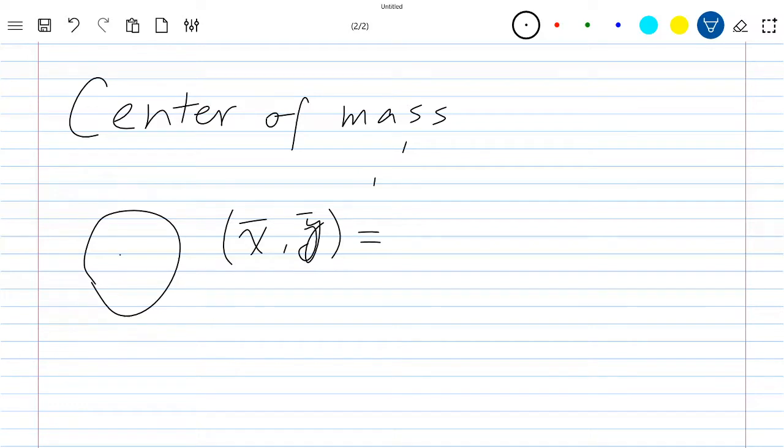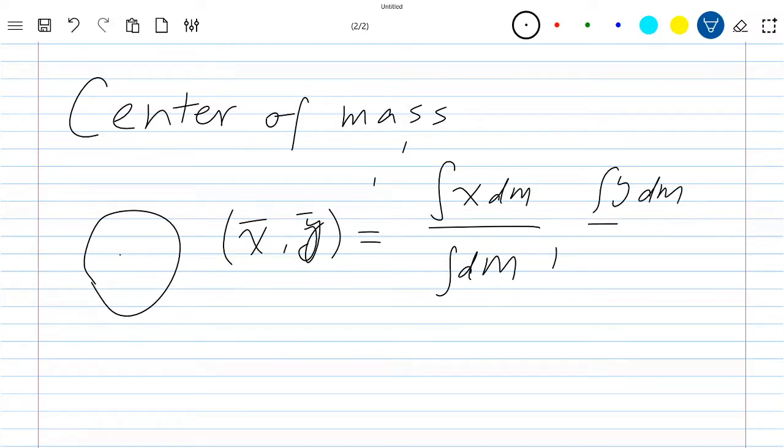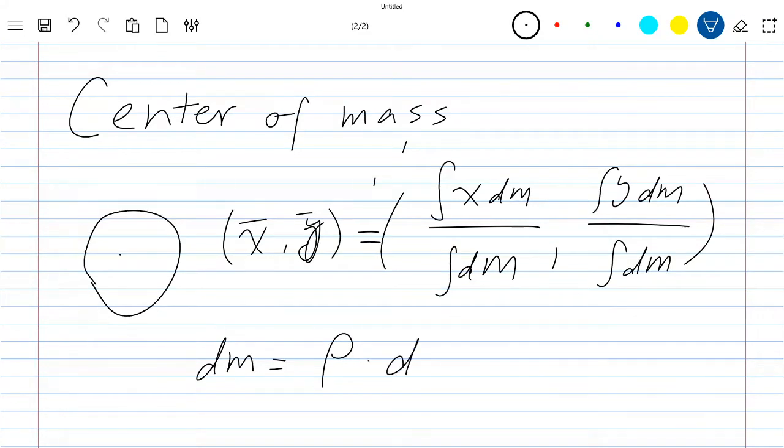So how to do that? You do the so-called weighted average of x and y. And this dm is the density times dA. If density equals 1, then the mass is just the area.